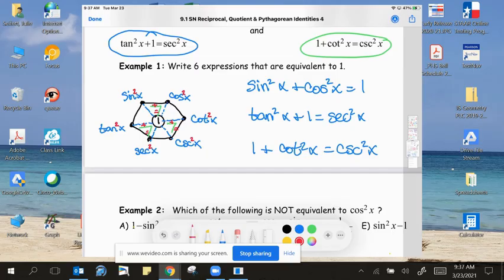Okay. Be aware you can solve any of these for a different function. So in the second one, tangent squared x plus 1 is secant squared x. That could be solved for tangent squared x. Tangent squared x would equal secant squared x minus 1. Or cotangent squared. If we wanted cotangent squared x by itself, that would be cosecant squared x minus 1. So you can solve these with basic algebra and rearrange them.